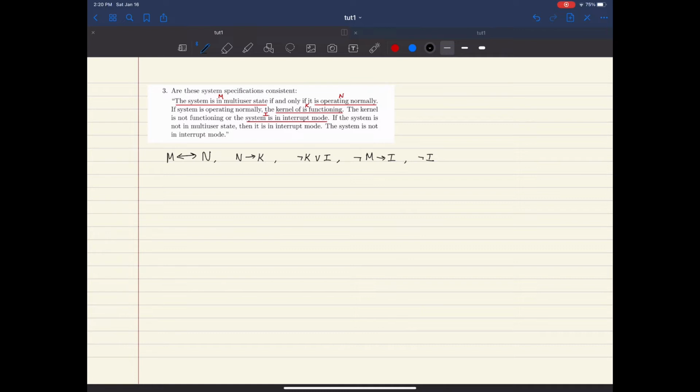And the last line is the system is not in interrupt mode, which means not I. Now to solve this, we'll combine all these expressions and try to come up to a tautology or a contradiction. Let's start with the most simplistic one, which is not I. That just means I is false. The second one, which uses this, is not K or I. So for this to be true, since we know I is false, not K must be true, which means K is false.